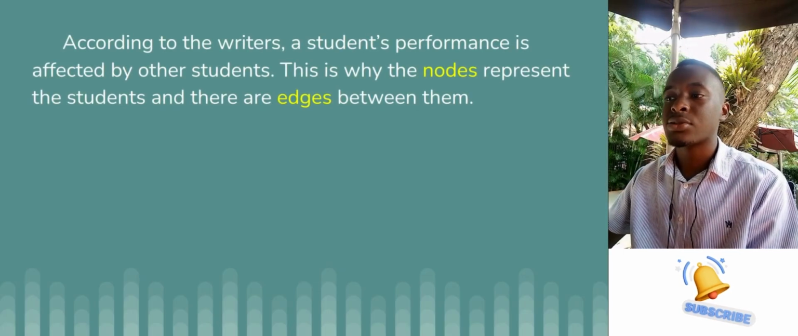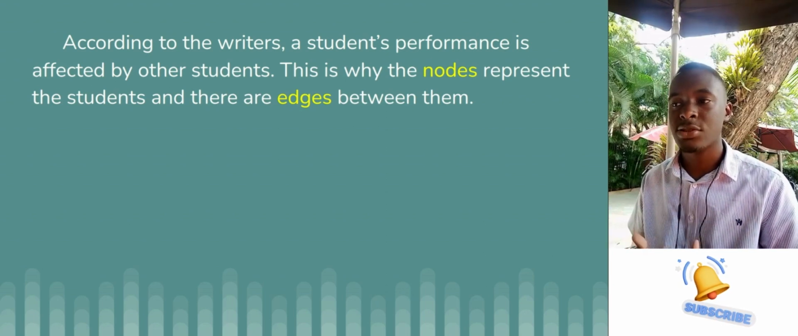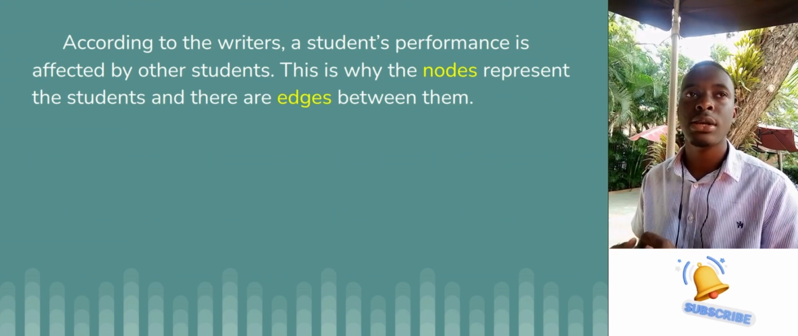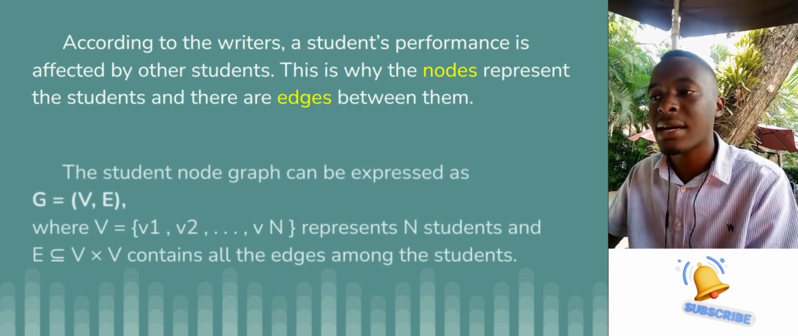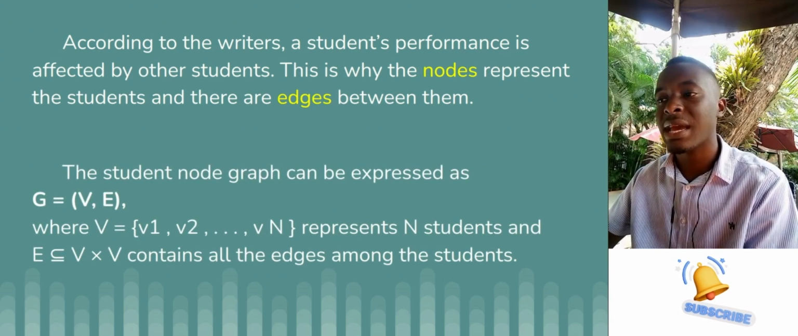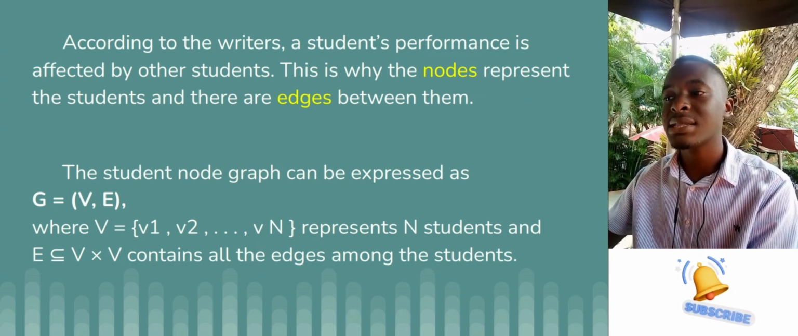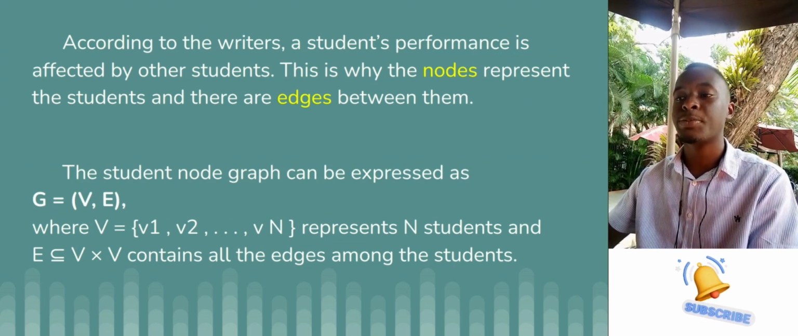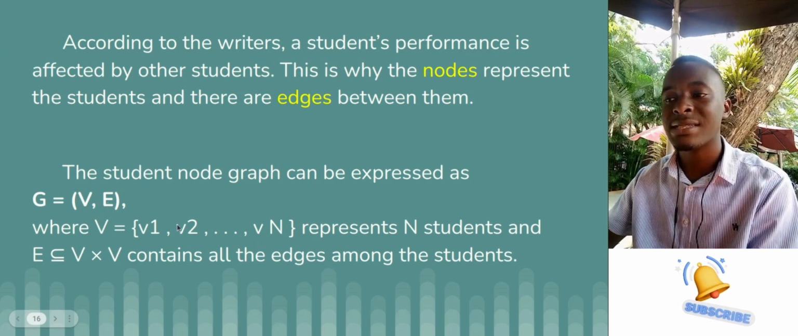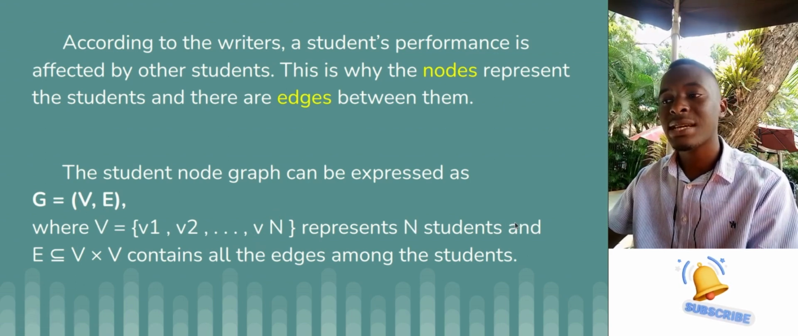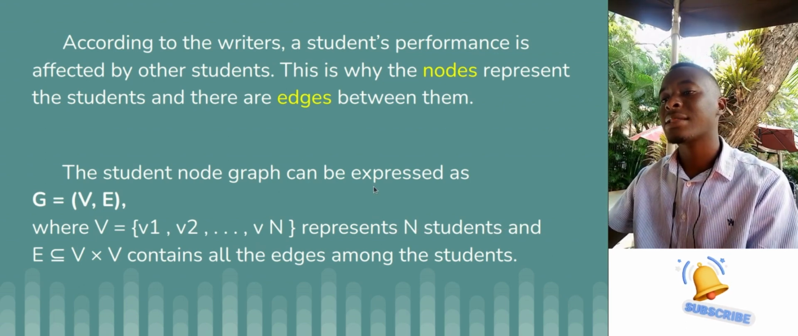Next, according to the writers, a student's performance is affected by other students. One student could perform highly maybe because he's in a good discussion group or he has good friends. So the relationships are shown using edges. That is why we are using graph neural networks in the first place. We have nodes as students and edges as the relationships among those students. The graph can be expressed with vertices and edges. The vertices represent n students, the more vertices you have, the more students you have, and the edges connect two students.